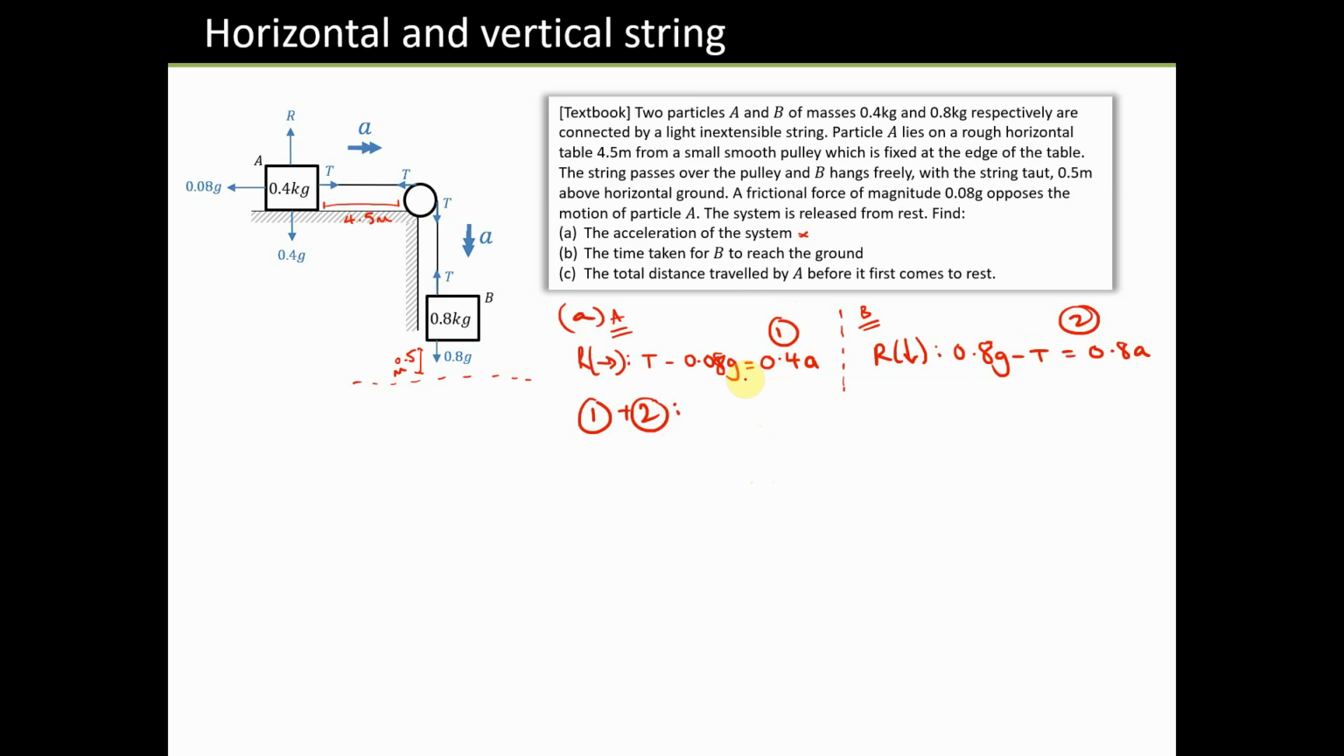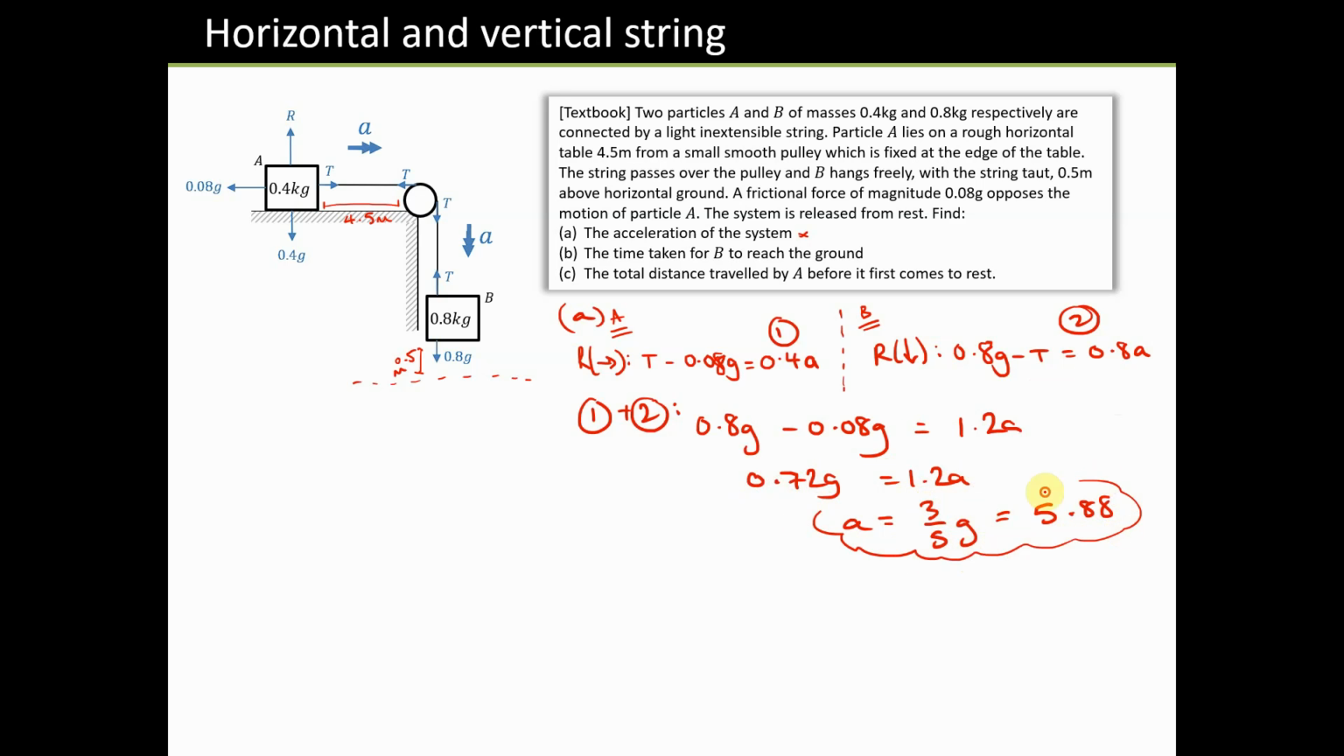So when I add these together, I know the Ts are going to cancel, so I'm going to get 0.8g minus 0.08g. So I'd get 0.8g adding on this negative, and then when I add up the two other sides, I will get 1.2a. So this is 0.72g equals 1.2a, and then acceleration is going to equal 3/5 g, which if you want as a decimal is 5.88. So I just divided by 1.2, didn't I? Okay, so let's leave that bit.